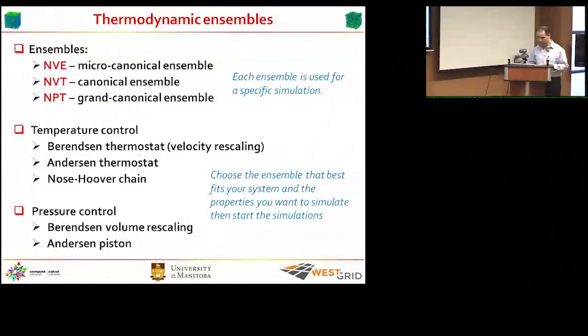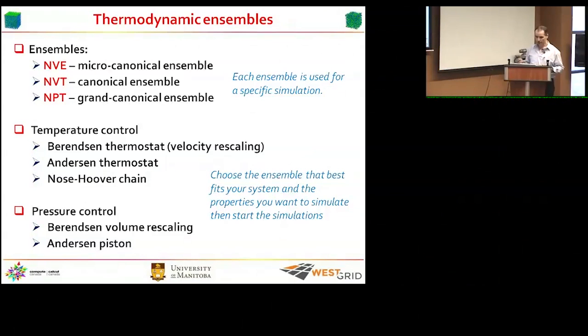So I talked about thermodynamic ensembles. There are mainly three ensembles that are used. The first one is called NVE, or microcanonical ensemble, where N is the number of particles, which is fixed. V is the volume of the system, which is fixed. E is energy. So for this system, we have constant number of particles, constant volume, and constant energy.